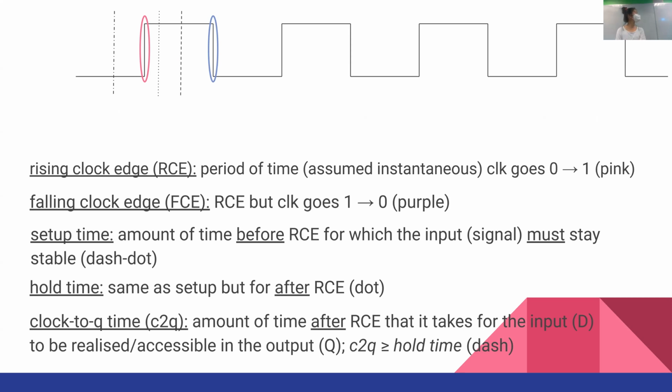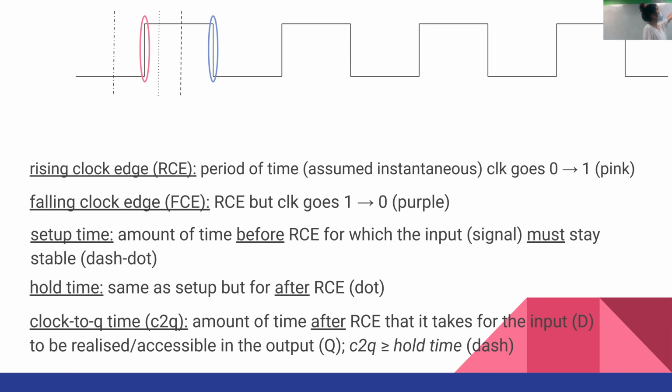And it is always the case that the dashed line is either going to be the same as the dotted line or after it. And so that means the clock to Q time is always greater than or equal to the hold time. The reason is that if we don't have that, we know that by the dashed line, we can sample from the output and know that the value is going to be completely written already.